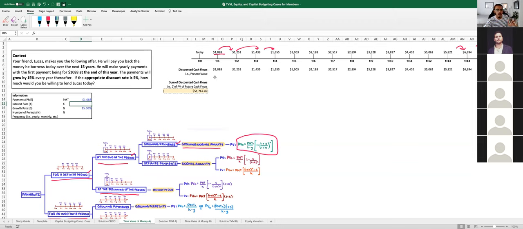Do you understand how obviously we are growing our payments every single year? Is that clear for everybody? 1,088 times 15%, all the way to year 15. Everybody, is that clear? I don't like talking too much. I just need to see a few yeses to make sure that we're all on the same page.